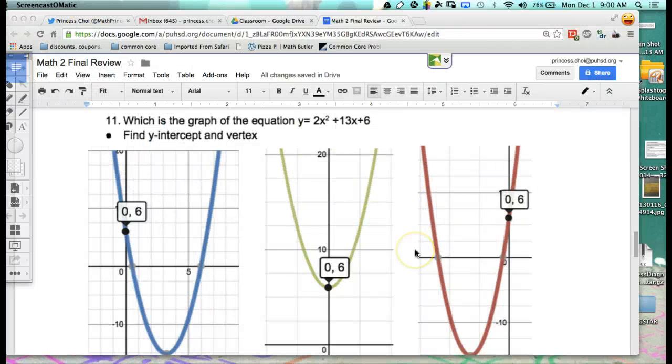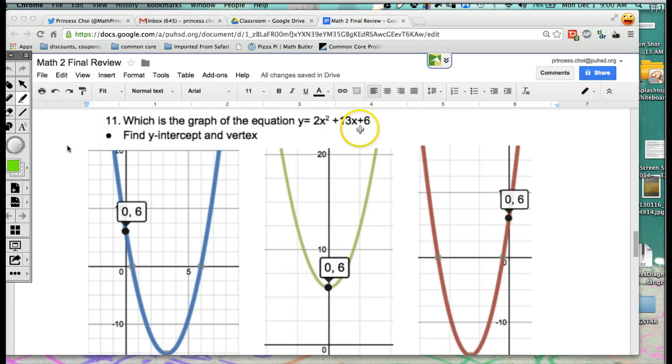Okay guys, so here's the next question that we're moving on to. Question number 11. It says, which is the graph of the equation y equals 2x squared plus 13x plus 6? I just want to remind you once again that I'm giving you the exact same question as on the final, and all I'm doing is changing the equation in this case. So everything else is exactly the same.